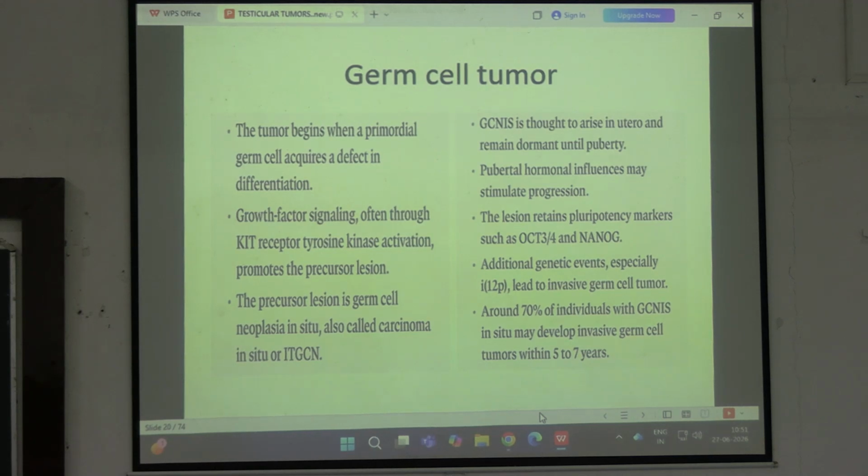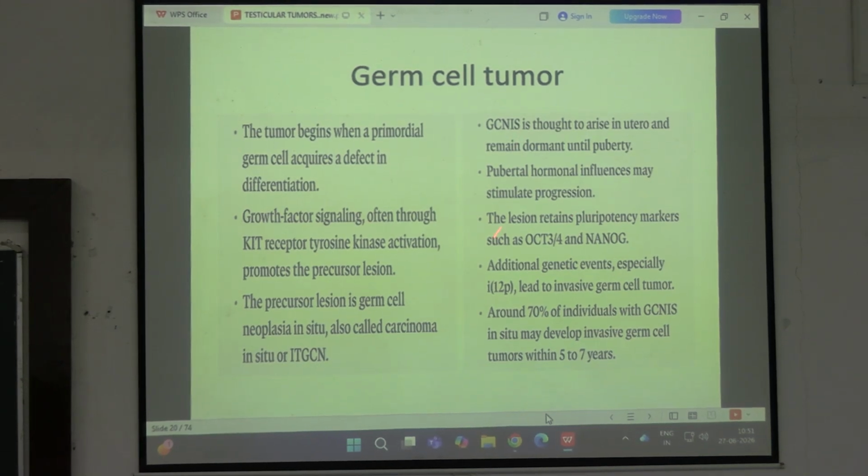Okay, so the invasive carcinomas that are coming from GCNIS are implicated by chromosome 12p, and the germ cell tumors that are unrelated to GCNIS are implicated by chromosome 9. Sit down. Okay, so this is what we have been discussing.